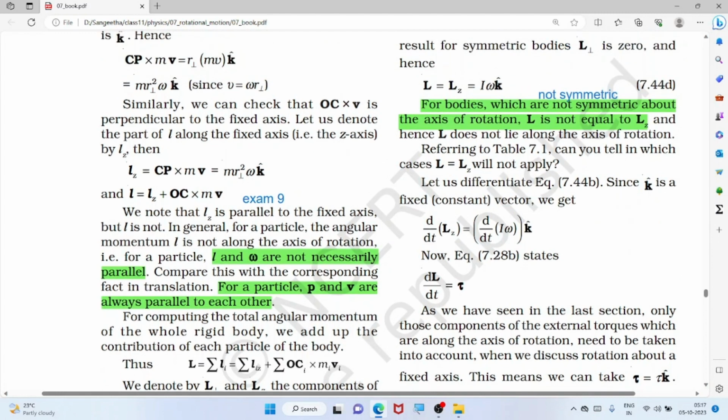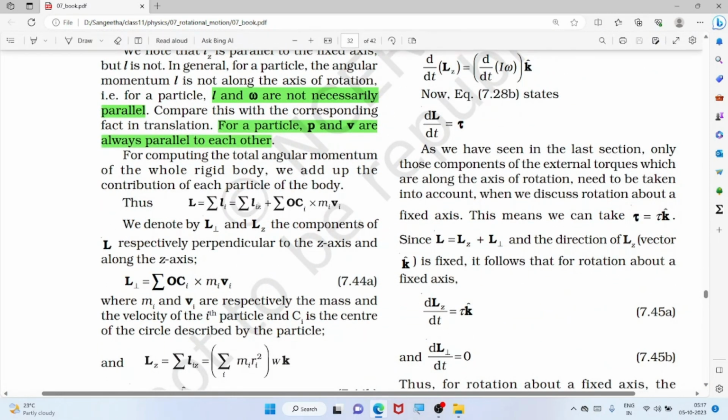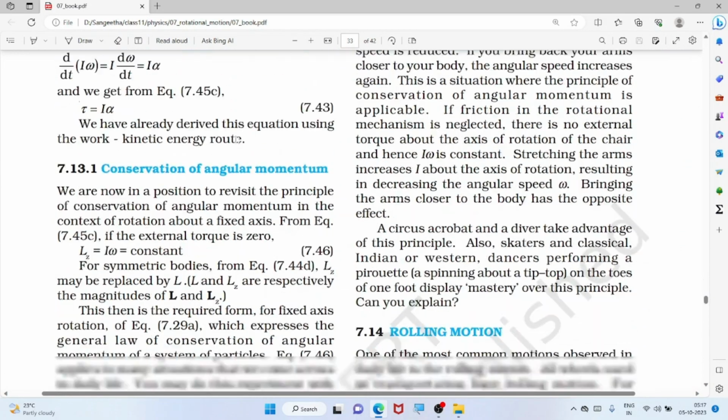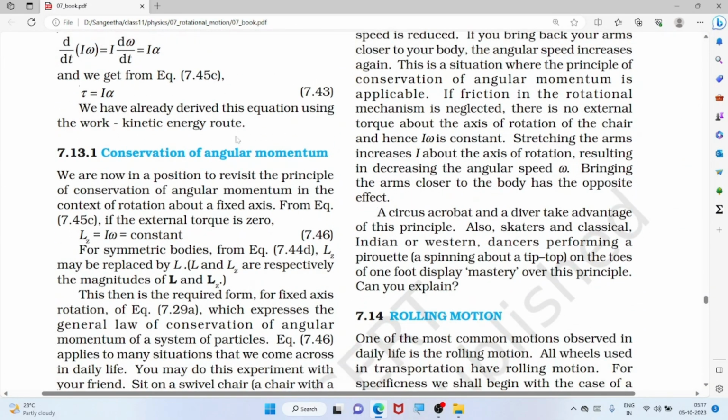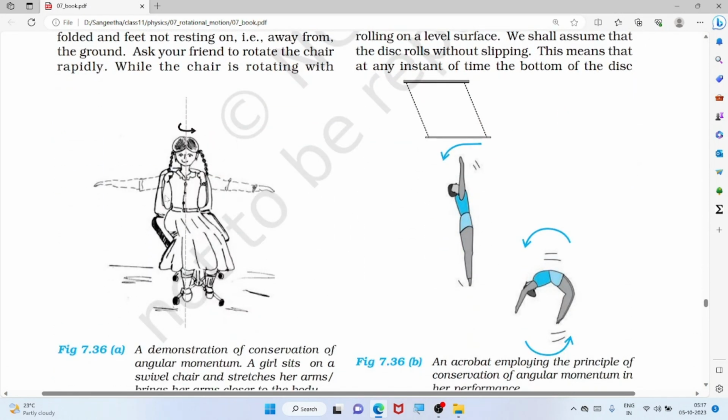This is important here. For bodies which are not symmetric about the axis of rotation, L is not equal to this. So in the z direction, the angular momentum need not be in the same direction. This is important for rotational and translational motions. Conservation of angular momentum in various scenarios: how this momentum is conserved.